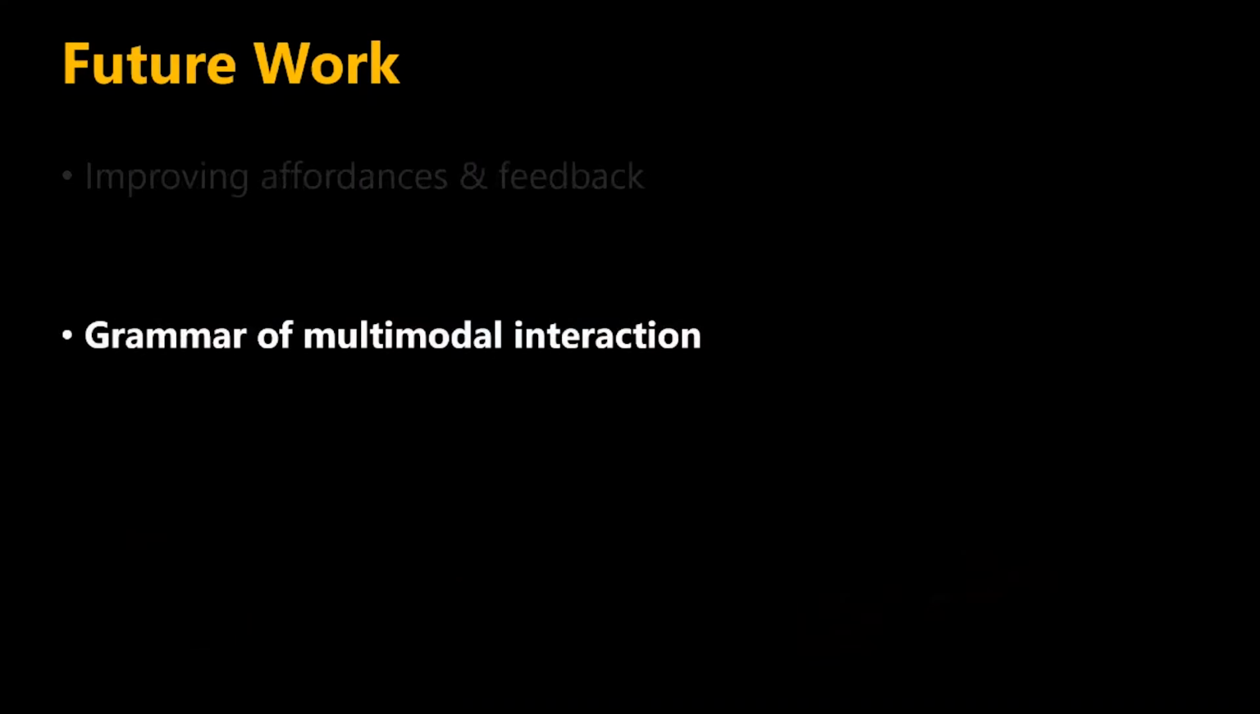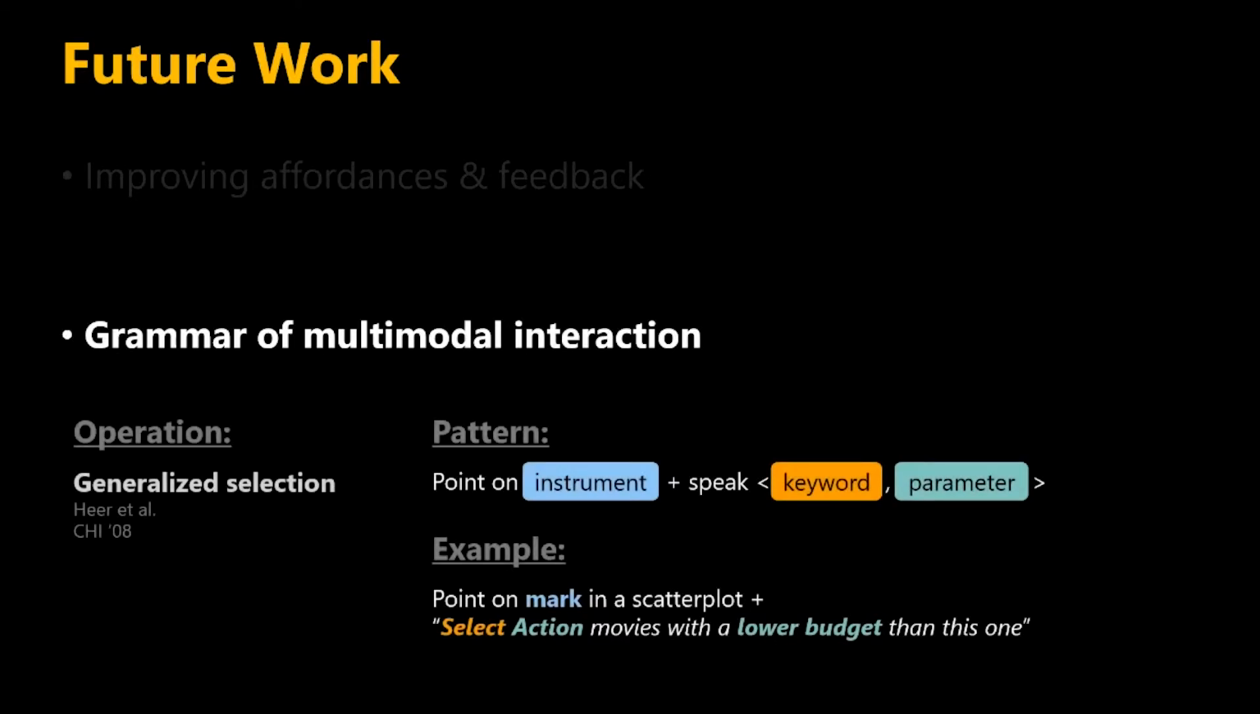As I mentioned earlier, we describe interactions in InChorus in terms of some general UI concepts like instruments and parameters. Along these lines, an interesting direction for future work is to see if we can formulate a more general grammar for multimodal interactions with visualizations. So for instance, given an operation like generalized selection, we could define a new interaction pattern specifying the valid instruments and parameters for that operation. Then we can use this pattern to support didactic actions like selecting a mark in a scatter plot and highlighting other points based on attributes of the selected point.